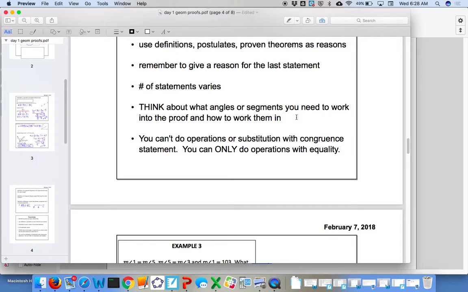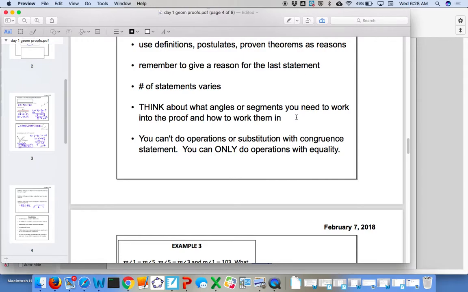One thing that really helps me with proofs is to think about what angles or segments I need to work into the proof and how to work them in. So if there's an angle or a segment that is in my final statement that I'm supposed to prove, but it's not in my given, I think about, well, what properties or theorems can I use to work that in?